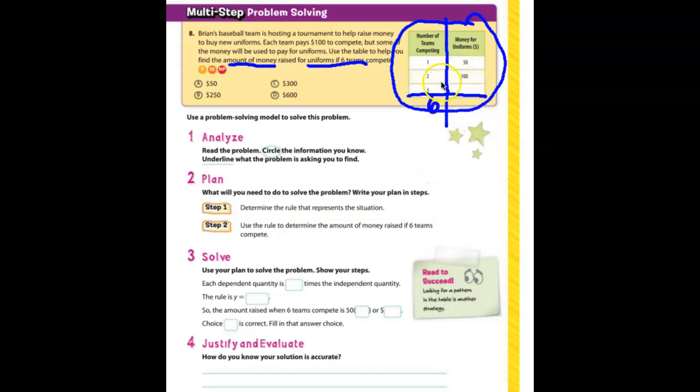Does 2 times 50 equal 100? Yes or no? It does. So that means I can go ahead and write my equation.